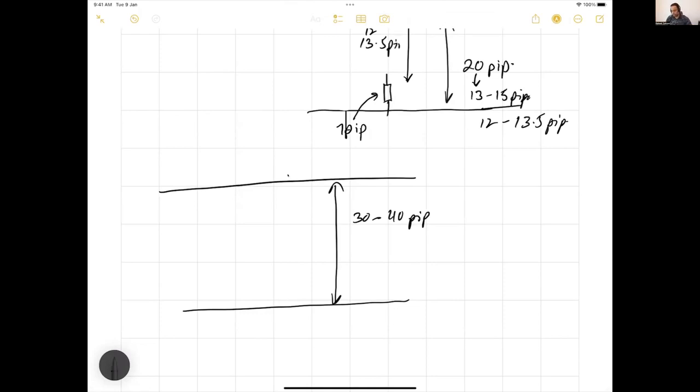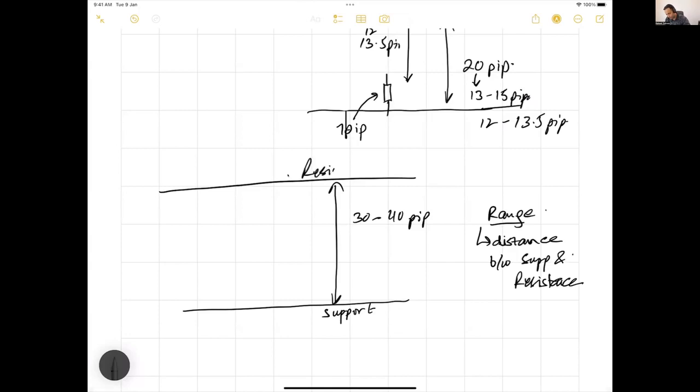So what's a range? Let's define a range. A range is the distance between support and resistance. That's what the range is. The range is the distance between support and resistance. So if this is your support, up over here is going to be your resistance.